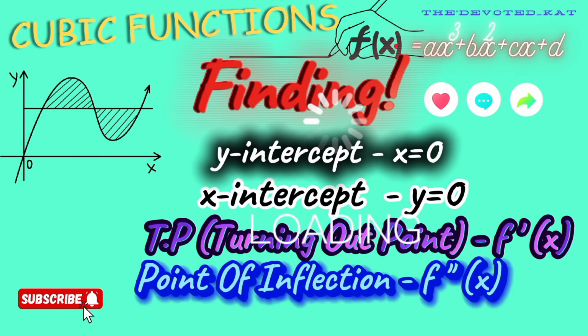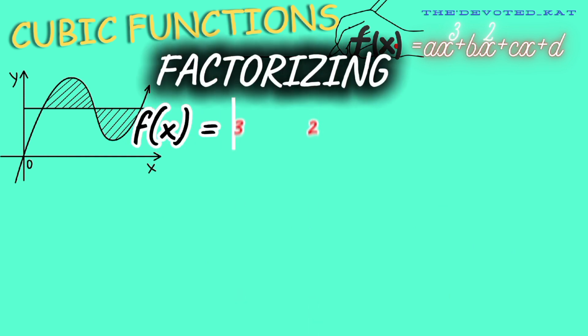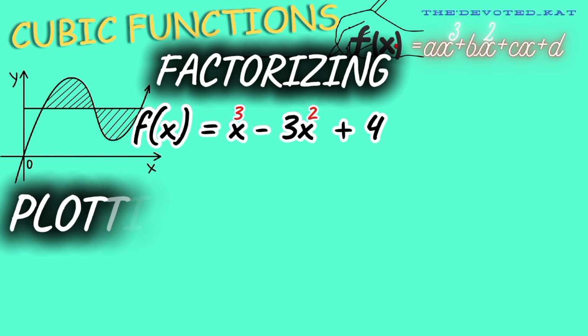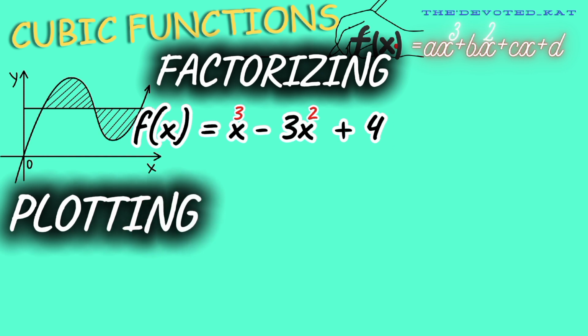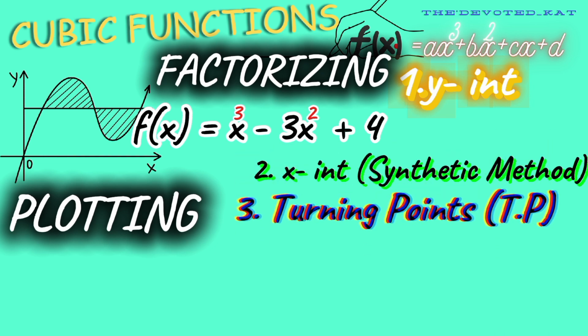So today we are going to be diving straight into cubic functions. We are going to be factorizing a cubic function and plotting a cubic function graph. The first thing we are going to learn is how to find the y-intercept of the graph. The second thing is how to find your x-intercept of the graph using synthetic division. And then we are going to be finding the turning points of the graph.